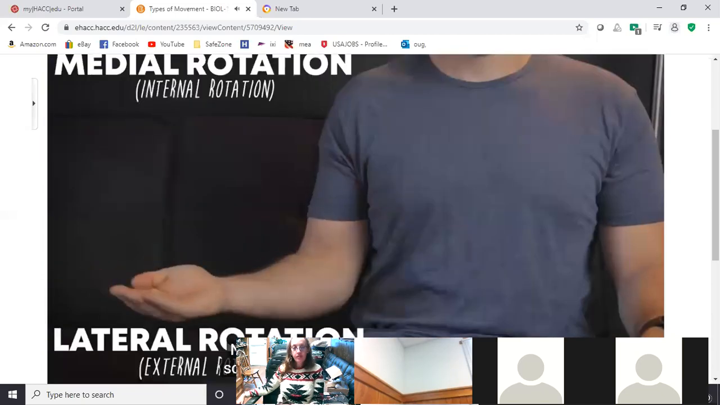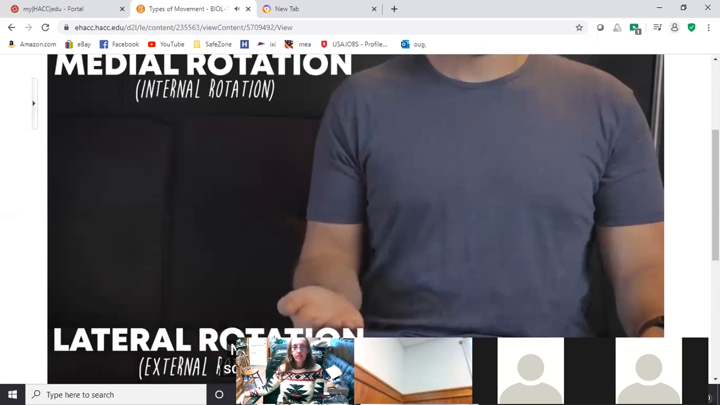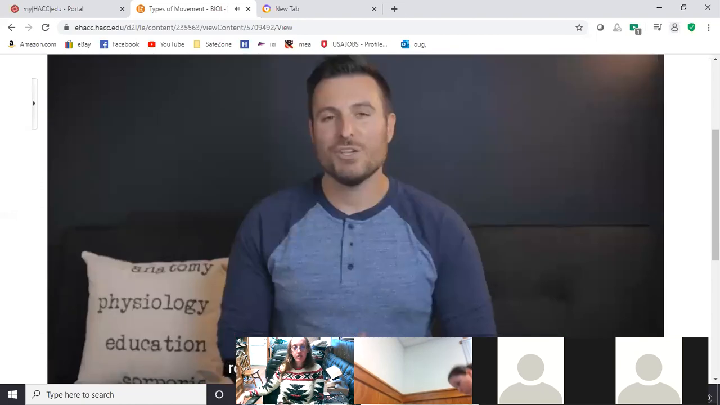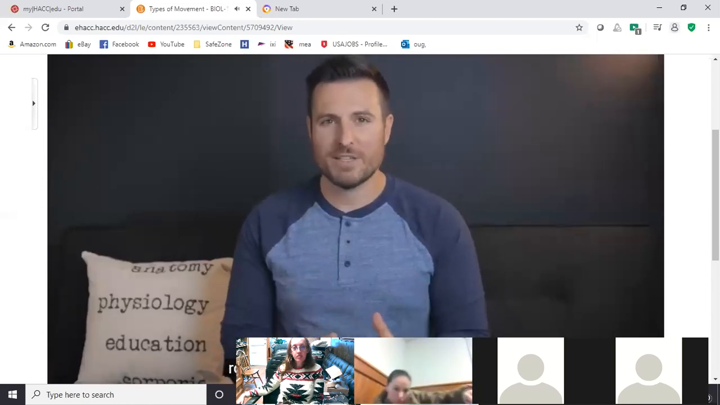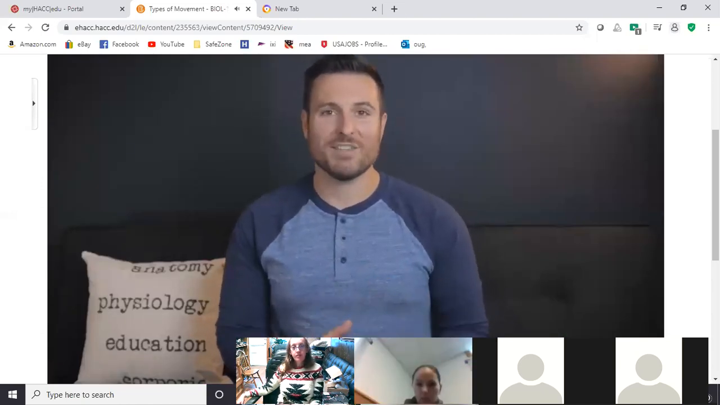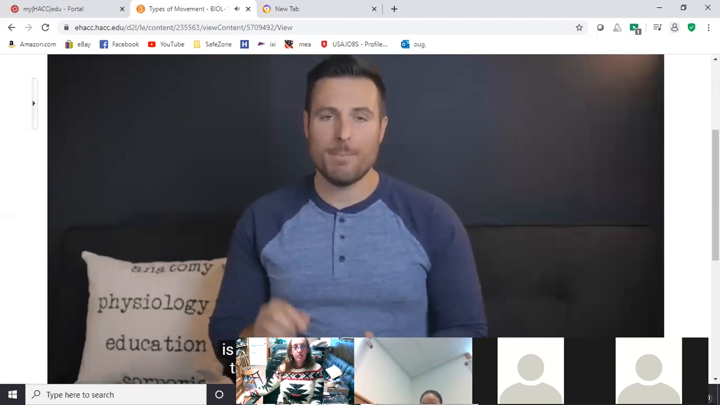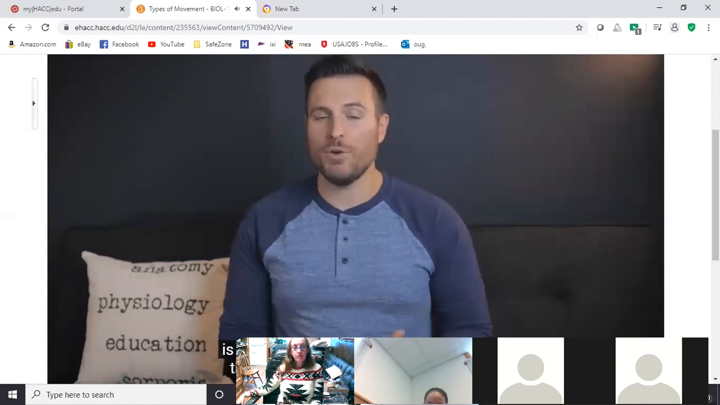Rad. Moving on. Next up is medial and lateral rotation, sometimes called internal and external rotation. And just like picturing rotation from physics, we first need to figure out what our axis is. So for both the shoulder and the hip joints, our axis is going to be an imaginary line running through the long bone of those joints.